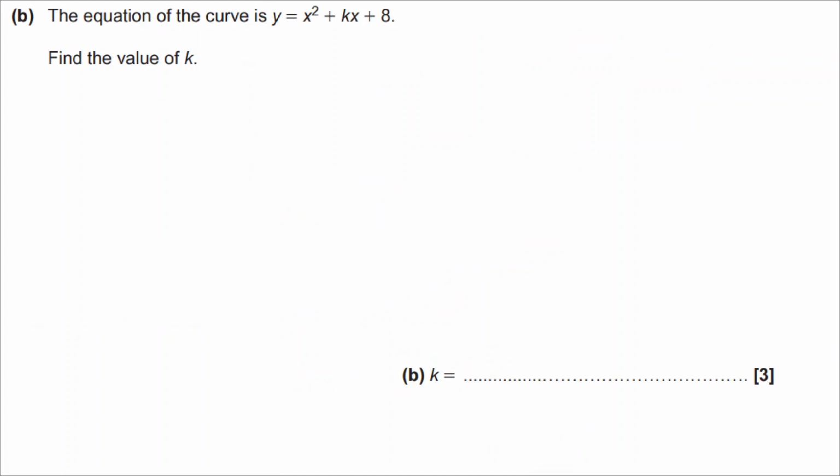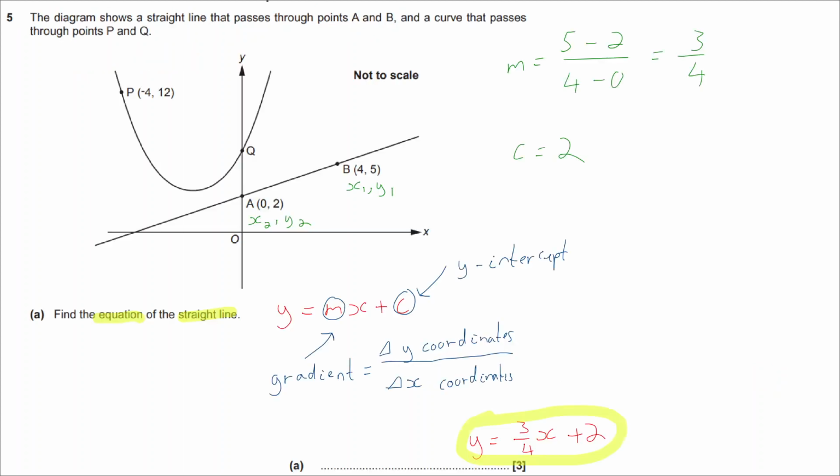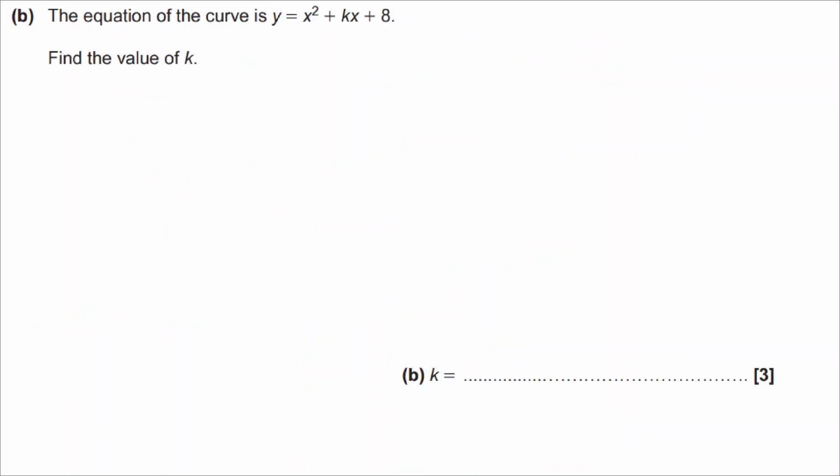Part B is this, the equation of the curve, y equals x squared plus kx plus 8. Okay, so that's the equation of the curve. And find the value of k, so there's the k value here. Now, you're told that the point P goes through this curve. Okay, so that's minus 4, 12. So we know that the point minus 4, 12 goes through the curve, where the minus 4 is the x coordinate and the 12 is the y coordinate. So basically, you're just going to put in x is minus 4 for x, and y is 12 for this value up here.